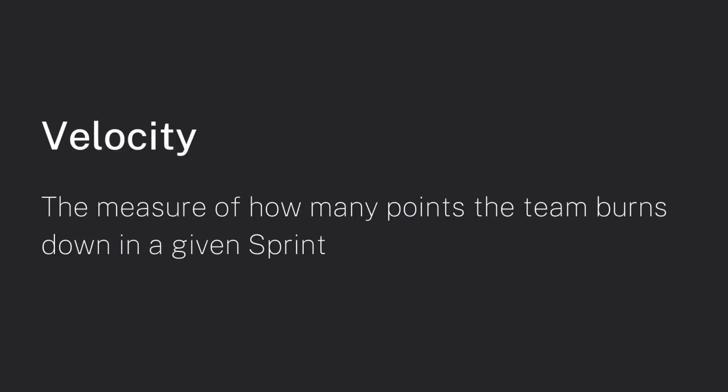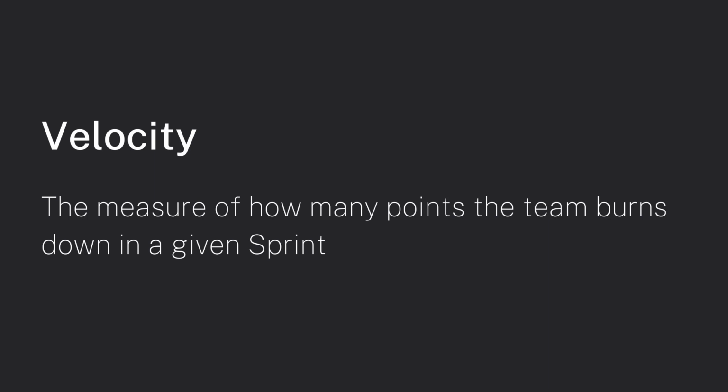In Scrum, there's a term for how many points a team burns down in a sprint on average. That term is velocity. In other words, velocity is a measure of how many points a team burns down during a single sprint on average. When the team is conducting sprint planning, they are using their average velocity over at least 3 sprints to determine how many items they can safely add to their sprint backlog.